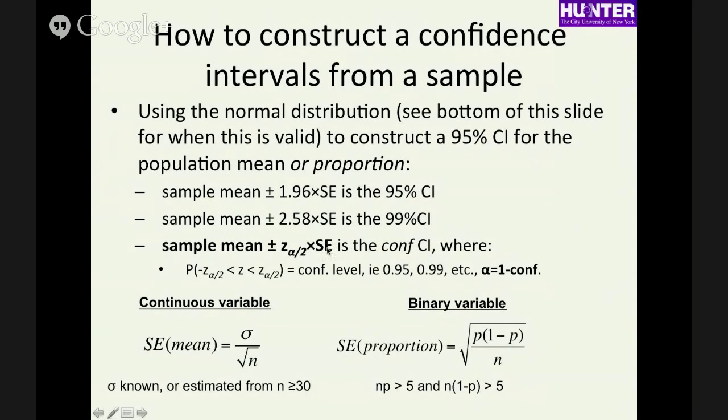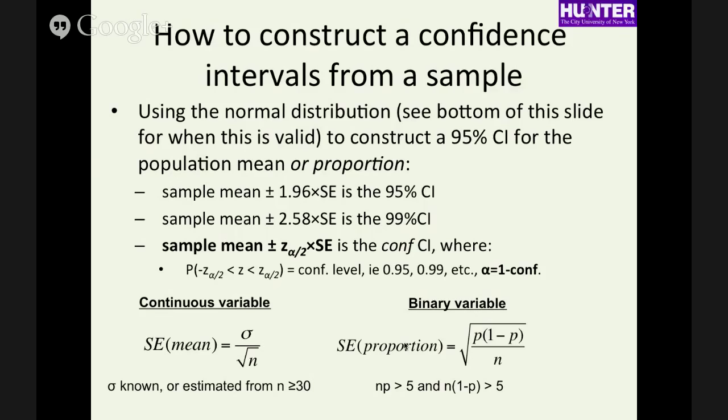So this is the general idea: if alpha is 1 minus your confidence level, then you look up the Z value for alpha over 2 and multiply that by your standard error to get your margin of error. And it's the same thing whether we're talking about a continuous variable and the standard error of the mean, or a binary variable with a standard error on the proportion. As long as you calculate the standard error, then it's the point estimate plus or minus the margin of error to get your confidence interval.